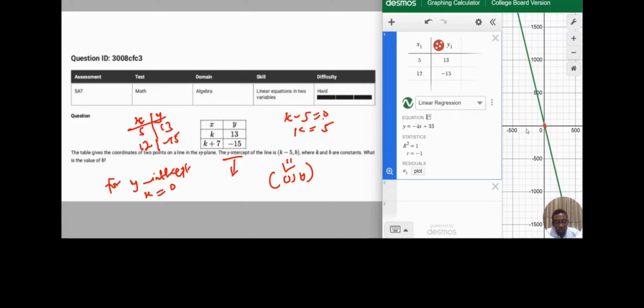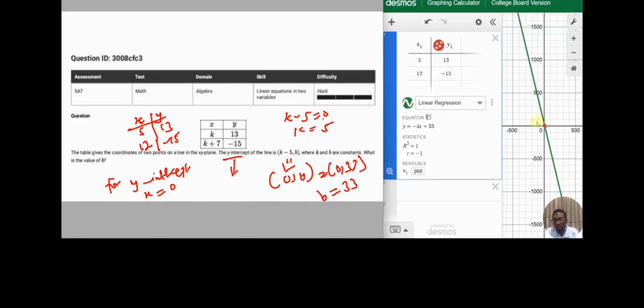What I have to find is b. That b is the y-intercept. So this is my y-intercept, and if I click on it, it gives me this. My y-intercept is actually 0.33, so our answer here is 33. So our b is 33.